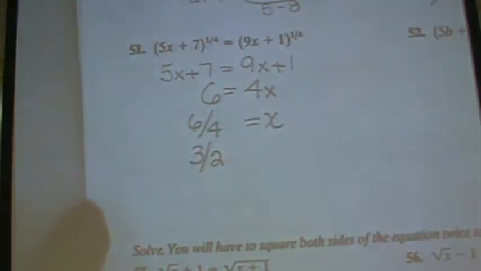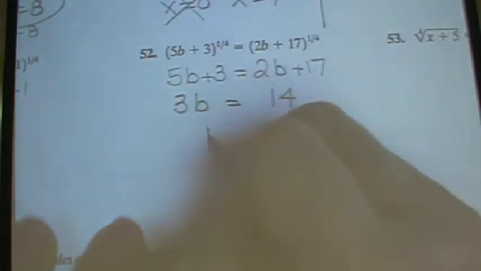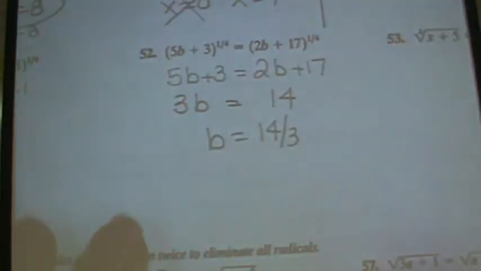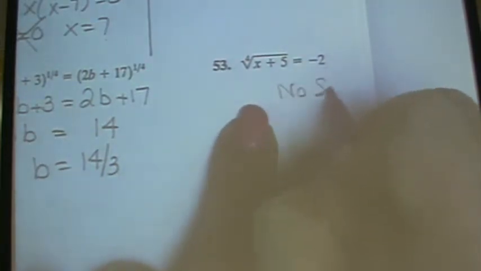51. Both of these are the fourth root. So if you raise both of them to the fourth power, subtract 5x, subtract 1, and x is equal to 6/4 or 3/2. 52, raise both sides to the fourth power, subtract 2b, subtract 3, and these ones you're going to check for extraneous solutions. In 53, you're going to raise both sides to the fourth power, but I already know this is not going to work because you can't take, if you raise both sides to the fourth power, you're not going to be able to do this problem. In the end, it's going to be no solution.